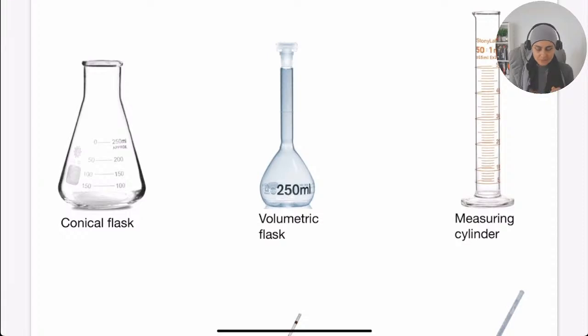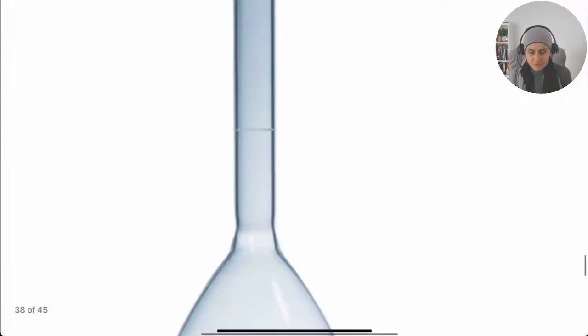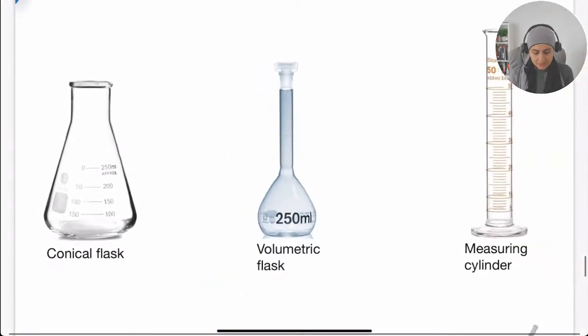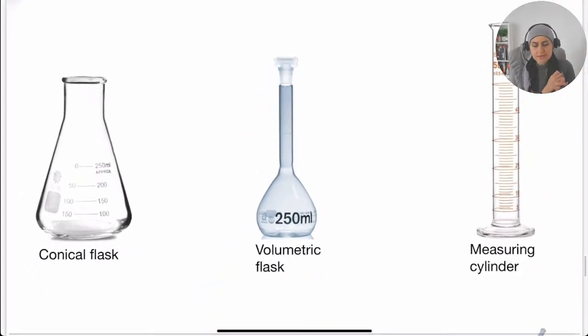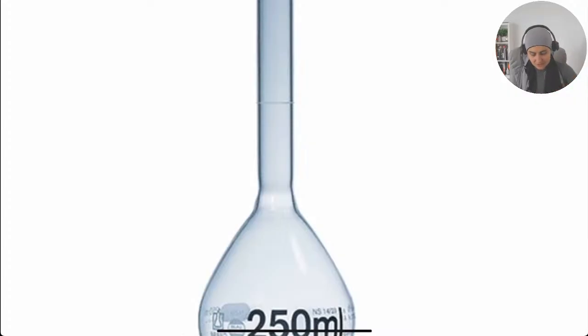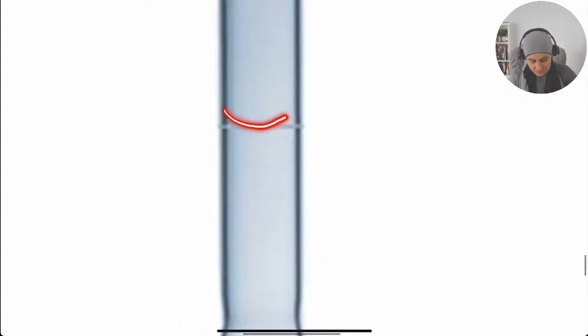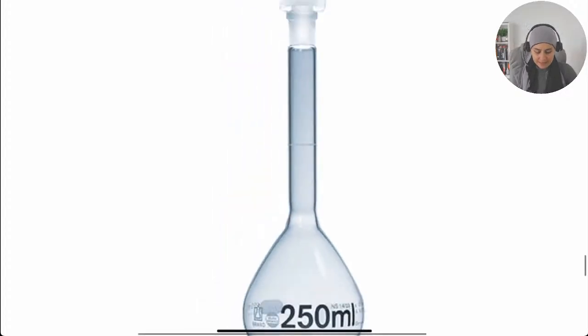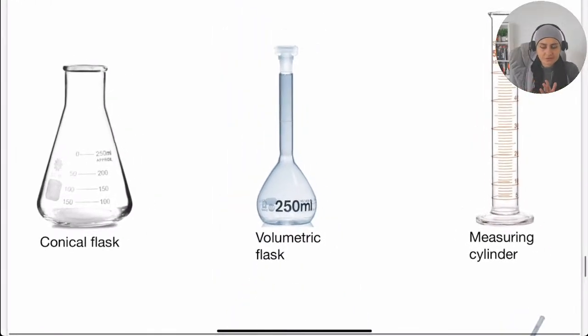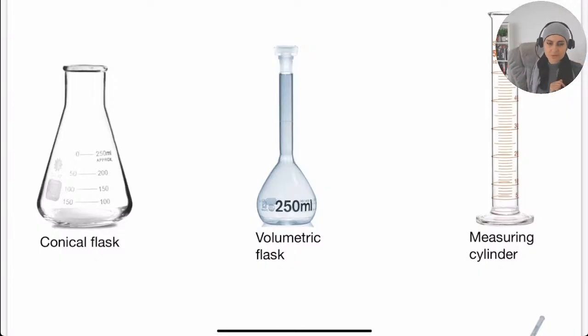It's a flask with a graduation mark. So when you're making a standard solution, for example, if you need to make a solution with a certain concentration, you calculate which mass of the solid you have to add, and then you add water so that the total volume is, for example, 250 cubic centimeters. If you add liquid to this flask so that the bottom of your meniscus touches the graduation mark, that would be exactly 250 cubic centimeters. That's very, very accurate. So that's why we use it.